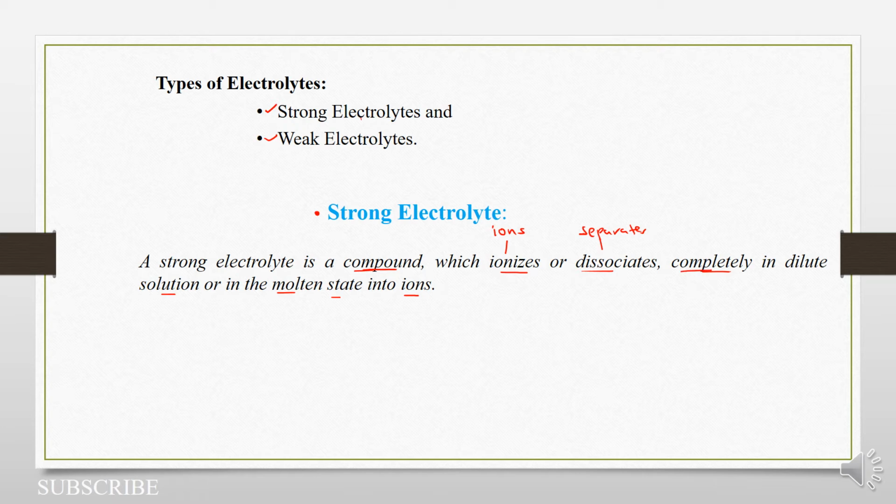Completely, meaning almost all. If 3 or 4 people come together to associate, and during dissociation all 4 move away, that means it is complete dissociation, in dilute solution or in molten state. So we shall always be dealing with solution or molten. That's why we have to add this part, we can't say only in solution but also in molten state, into the corresponding ions. So let's look at some examples of strong electrolytes, and hopefully we shall get the meaning of this simple definition of a strong electrolyte.